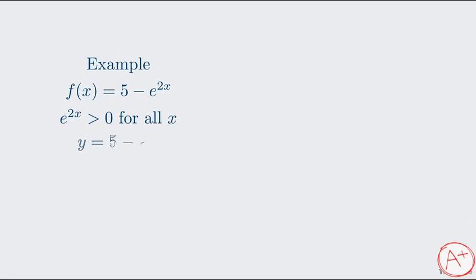Let's find the range for the exponential function f of x equals 5 minus e to the power of 2x. We know that e raised to any power is always positive. Therefore, the term e to the 2x is always greater than 0. If we rearrange to make the exponential the subject, we see that 5 minus y must be greater than 0. This mathematically proves that y must be less than 5.